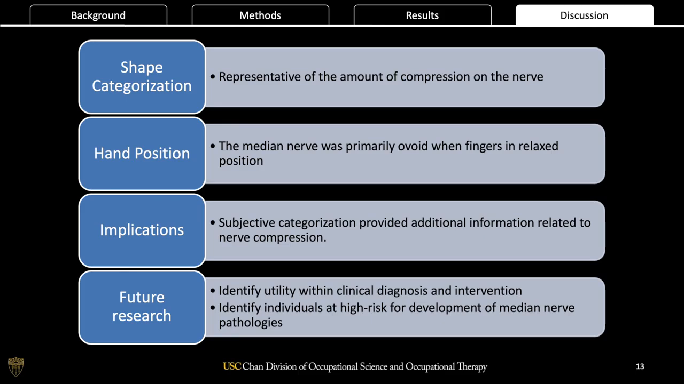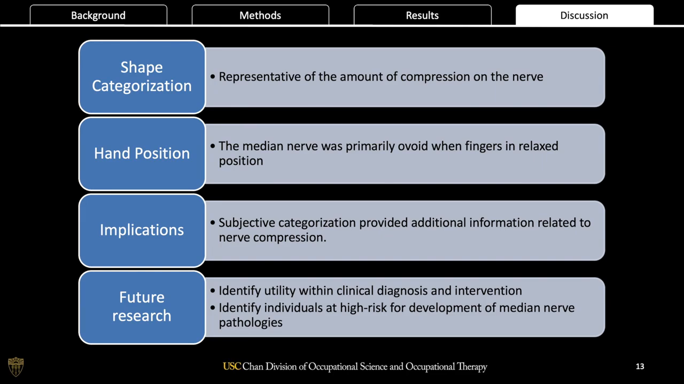In conclusion, in this study, we developed a subjective categorization of median nerve shape, which is representative of the amount of compression on the nerve, and we have 2 main findings. First, we found a relationship between hand position and nerve shape. The median nerve was primarily found to be ovoid when the fingers were in a relaxed position, and the majority of the nerves having an angular shape when the fingers were moved into a full fist or pinching.